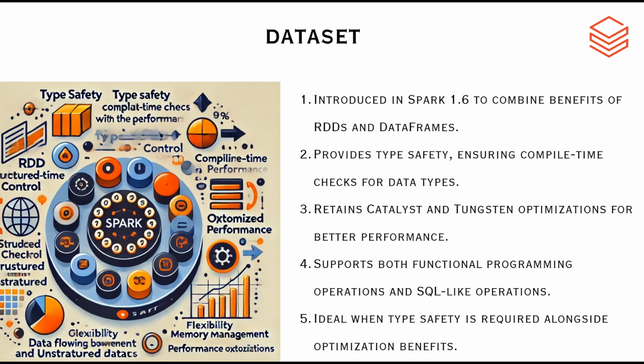For instance, suppose you are working with a dataset in Spark, and you try to apply a string function to an integer column. Spark will raise an error during compile time rather than raising this error at runtime. So this is what type safety means. Apart from that, datasets retain all the optimizations that DataFrames provide, which mainly includes Catalyst and Tungsten, and along with that, it also adds type safety.